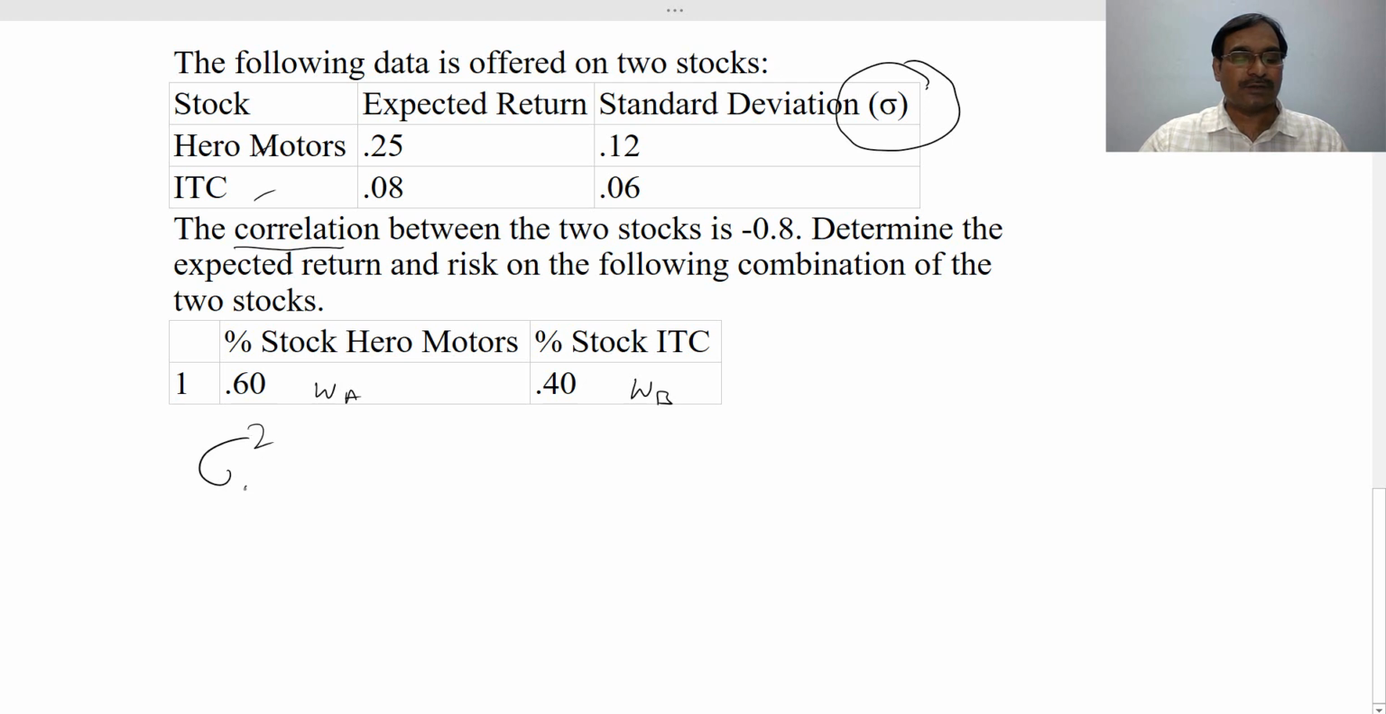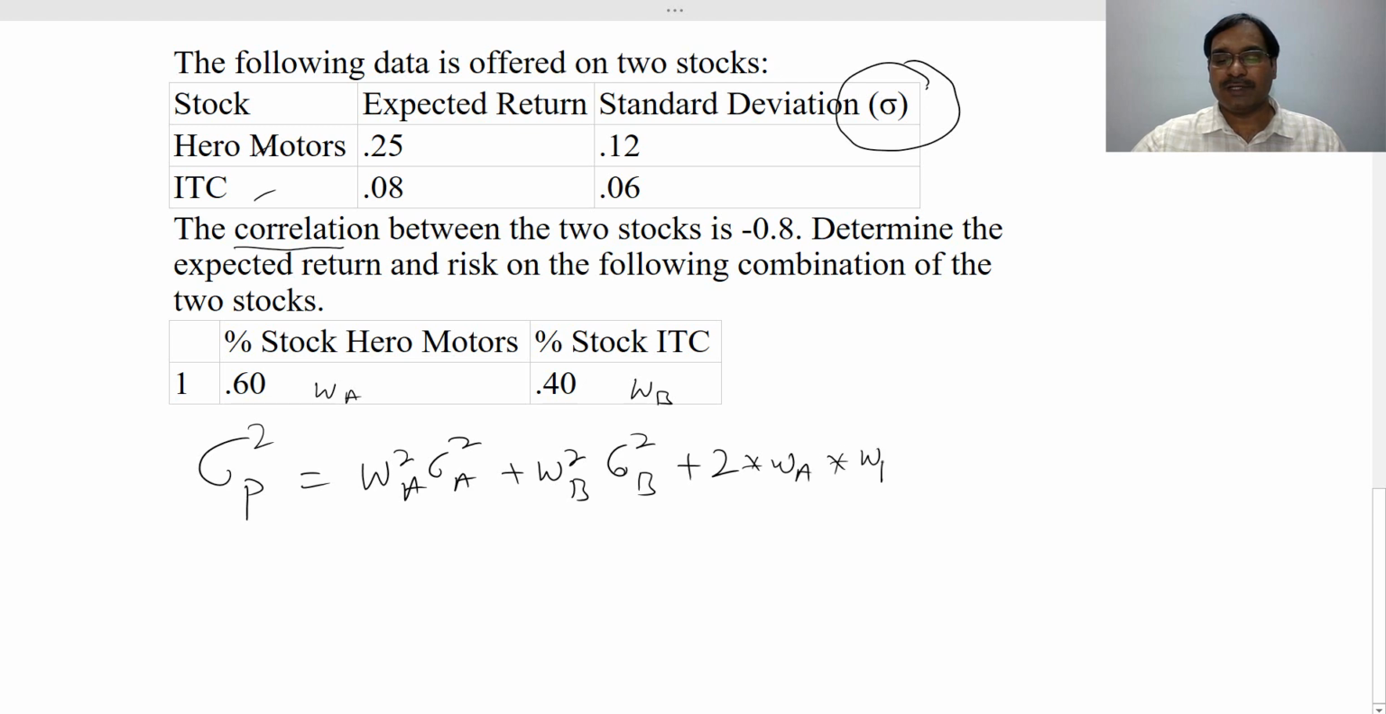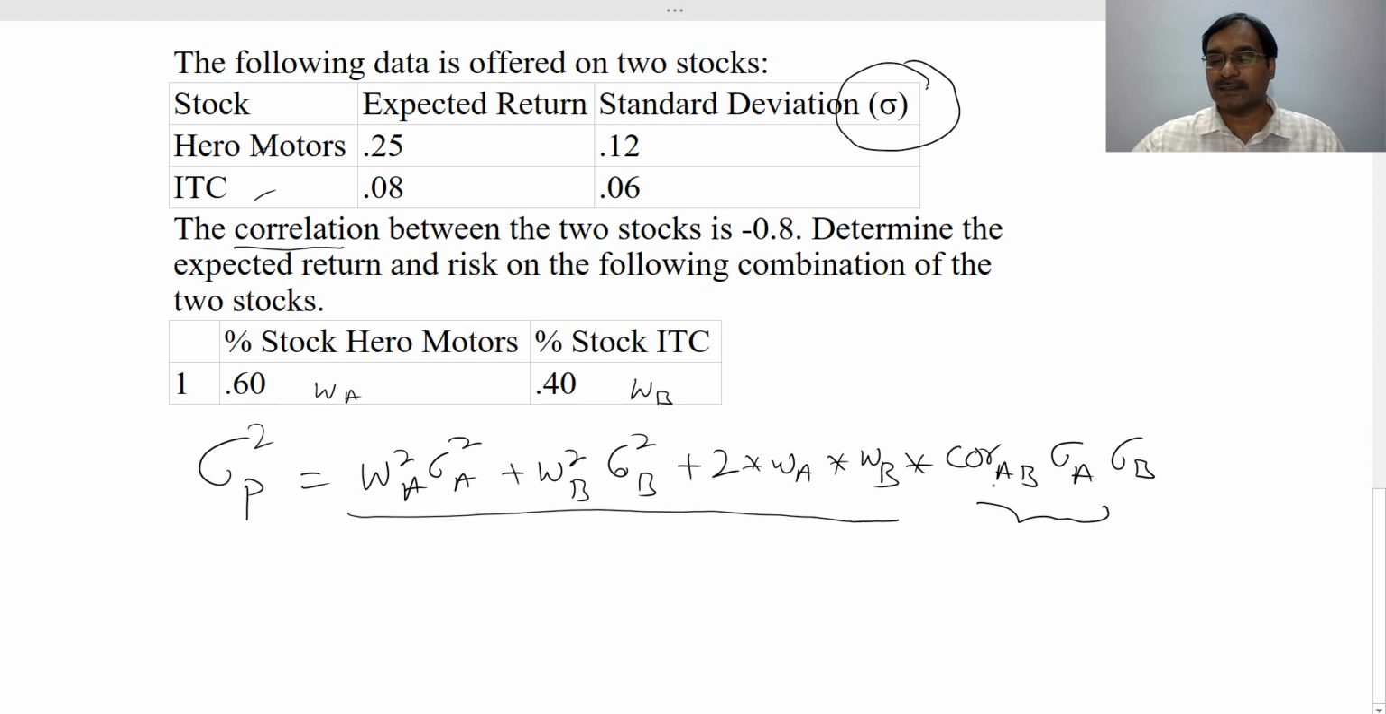The equation we use to calculate portfolio variance is: weight squared of A times variance of A, plus weight squared of B times variance of B, plus 2 times weight of A times weight of B times correlation between A and B times standard deviation of A times standard deviation of B. Up to this part it is similar to the previous equation; the only change is this last part.